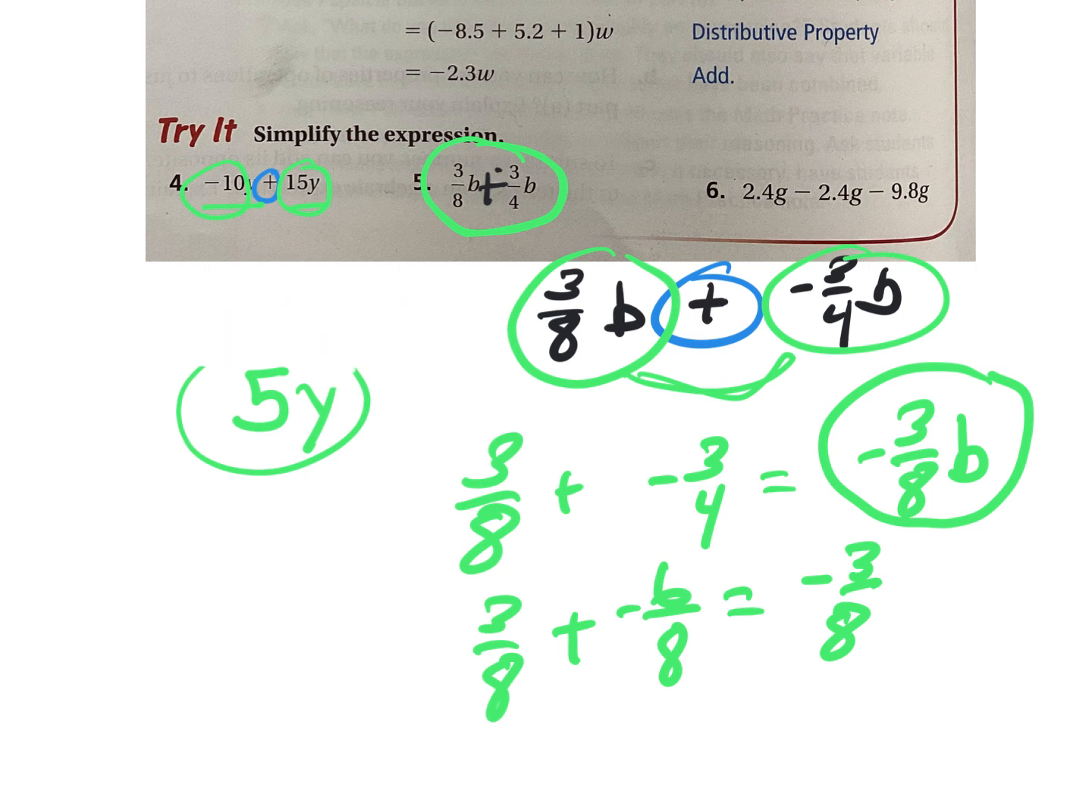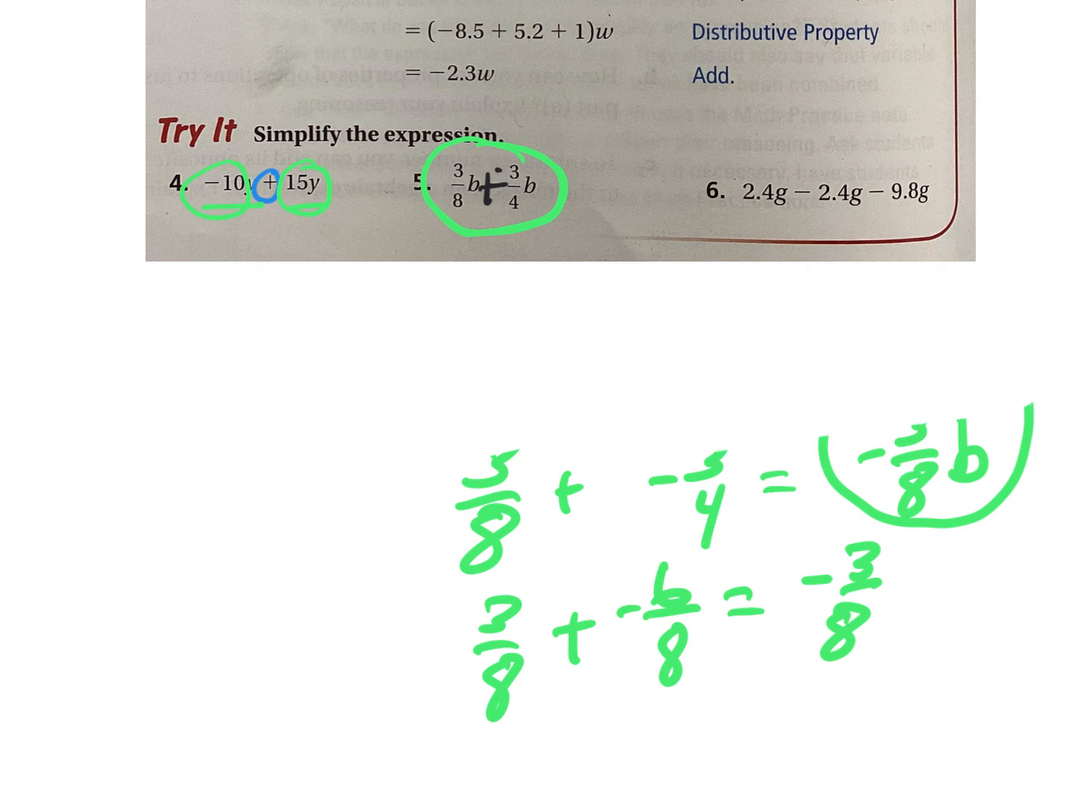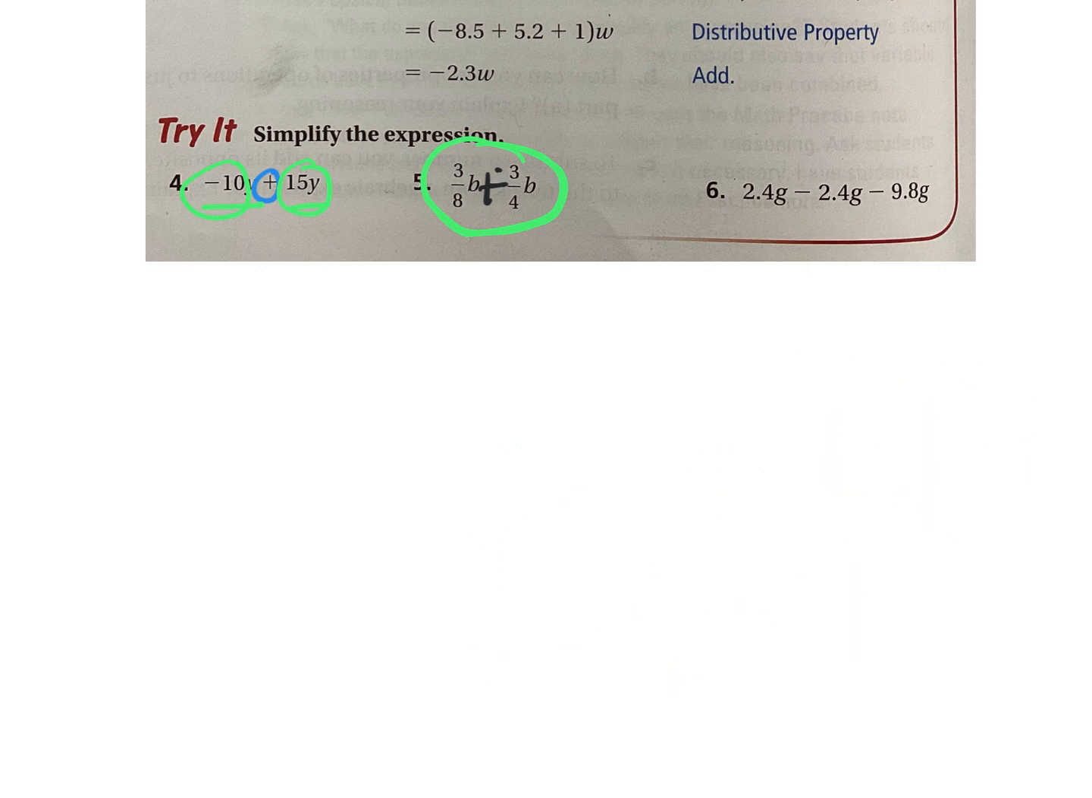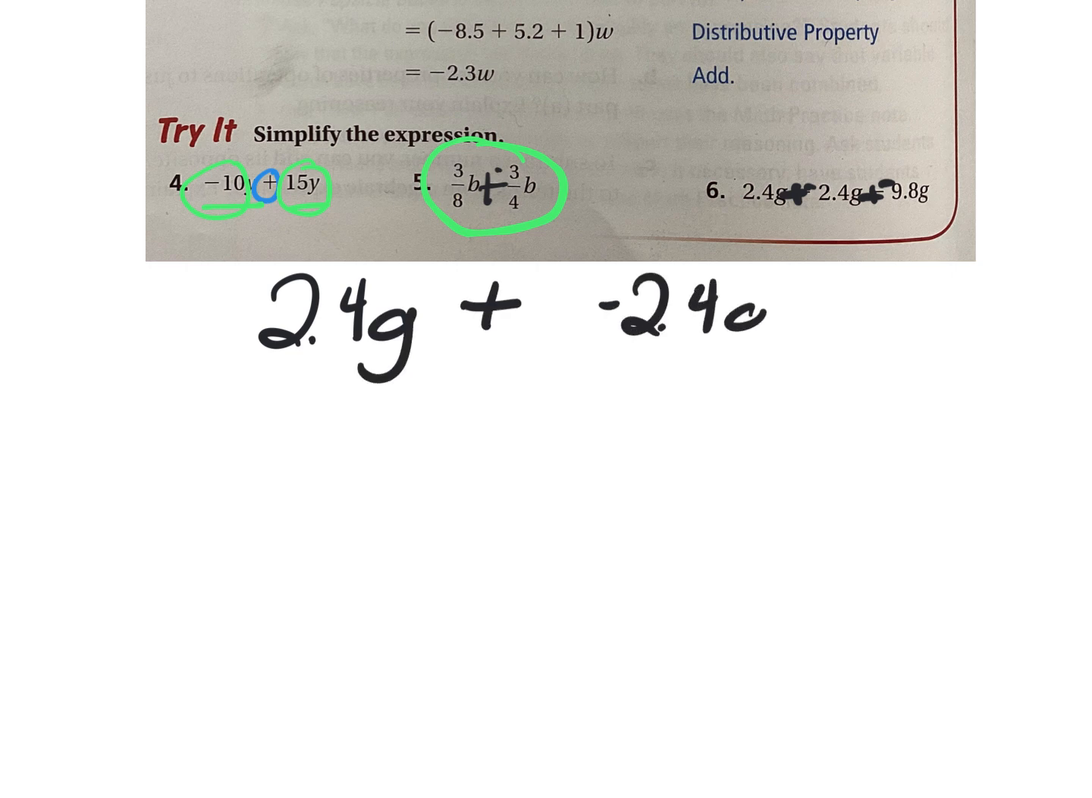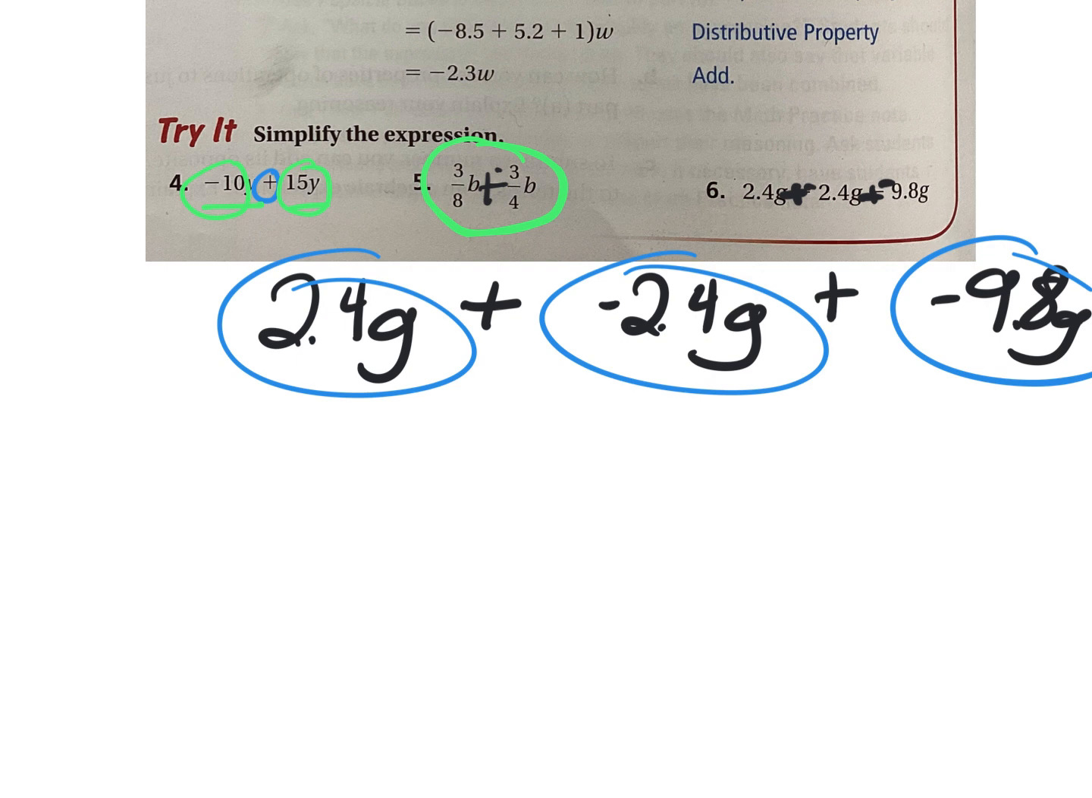Let's do one last one, and then we'll be all set. All right, number 6. 2.4g minus 2.4g minus 9.8g. Well, I want to make these all addition. Plus negative, plus negative. Add the opposite. So now I have 2.4g plus negative 2.4g plus negative 9.8g. So I have my three terms, and they're all separated by addition.